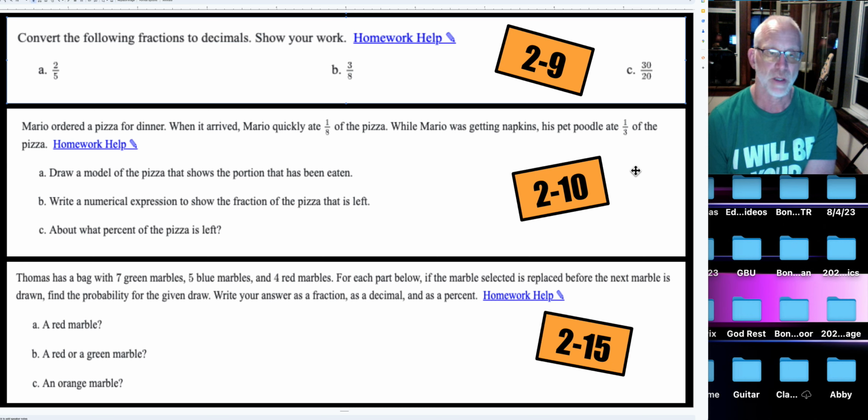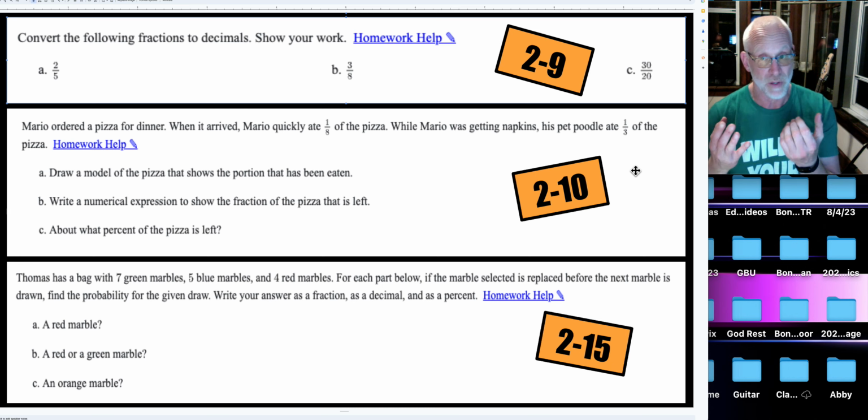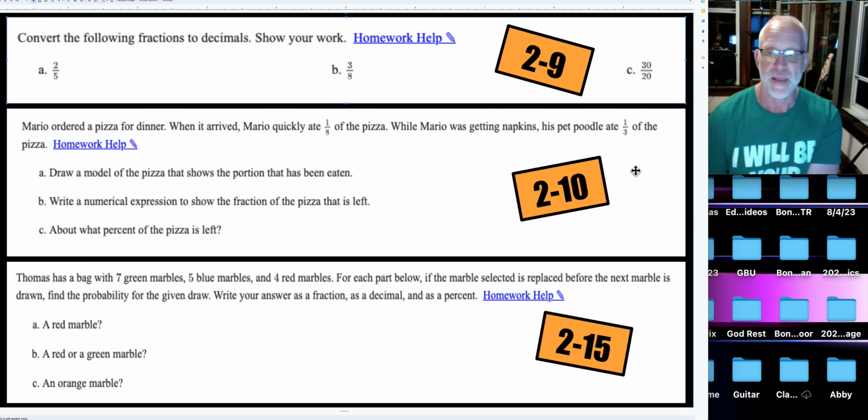2.15 in your CPM ebook. Thomas has a bag with 7 green marbles, 5 blue marbles, and 4 red marbles. For each part below, if the marble selected is replaced before the next marble is drawn, find the probability for the given draw. Write your answer as a fraction, as a decimal, and as a percent. You can check that in 2.15. What is the probability that he would pick a red marble? What is the probability that he would pick a red marble or a green marble? So it could be either one. And what is the probability that he would pick an orange marble?